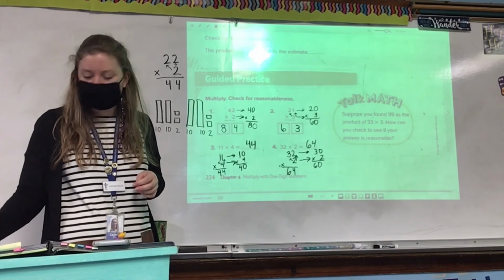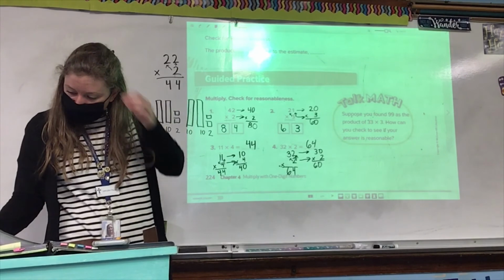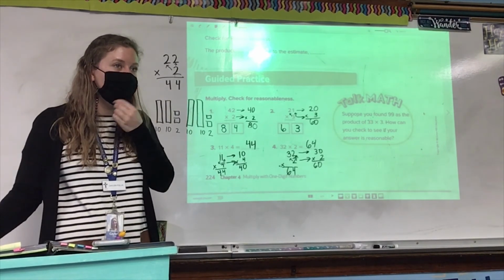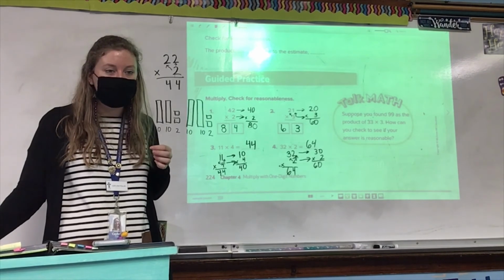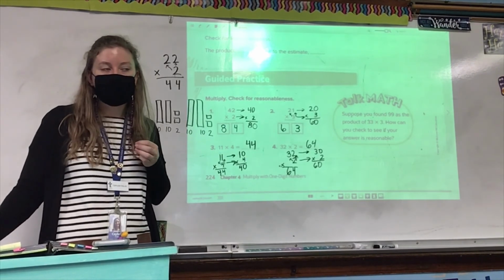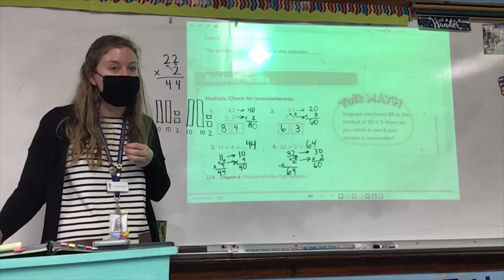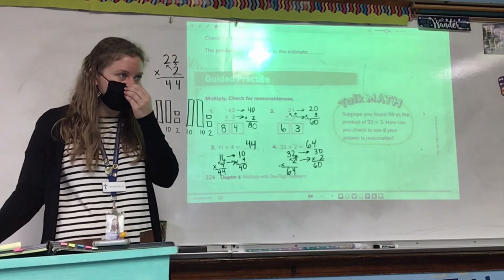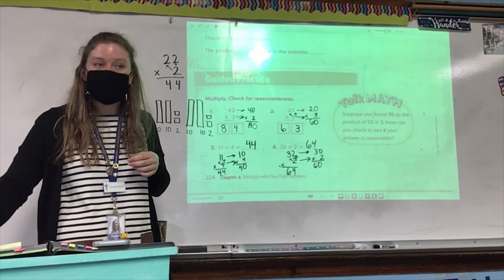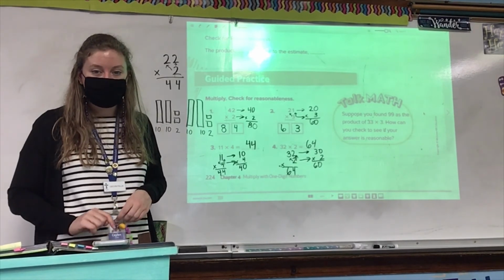Page 226. For numbers 14 through 16, you need to have the equation on the line with the answer, but where do you need to show the work? Michaela, on a separate sheet of paper. So when you get to the word problems, you need the equation with the answer in the unit on the line, and you show your work on a separate sheet of paper.